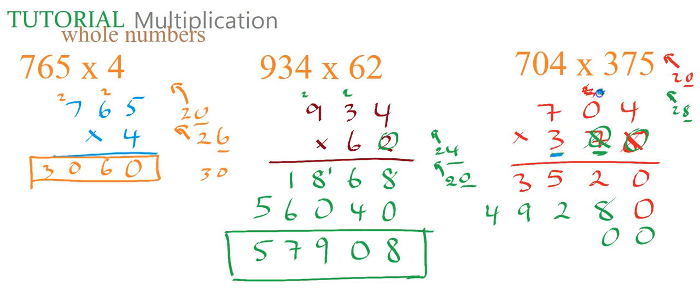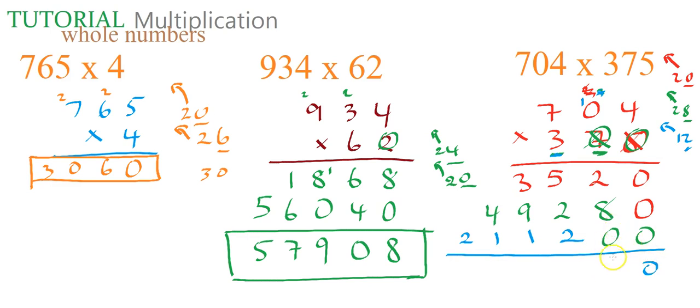So 3 times 4 is 12, right? So keep the 2, carry the 1. 3 times 0 is 0, plus 1 is 1. 3 times 7 is 21. Okay, now we just add them up and we should have our answer.